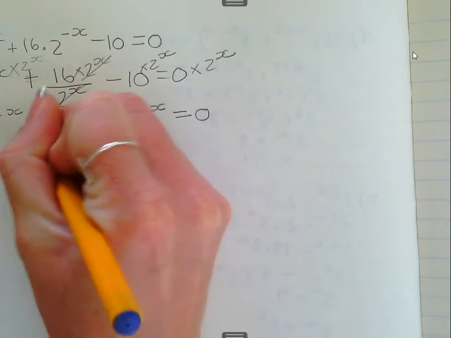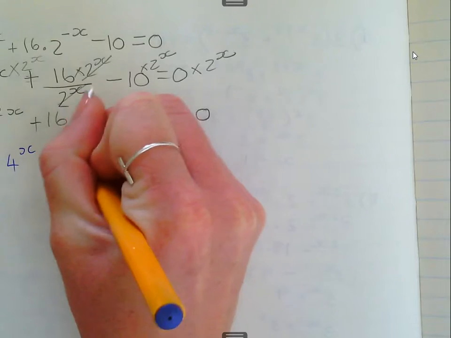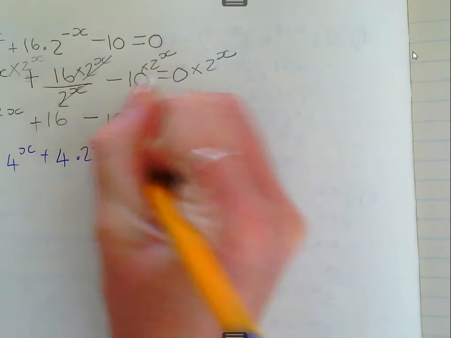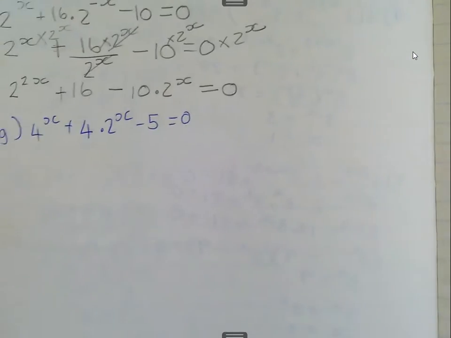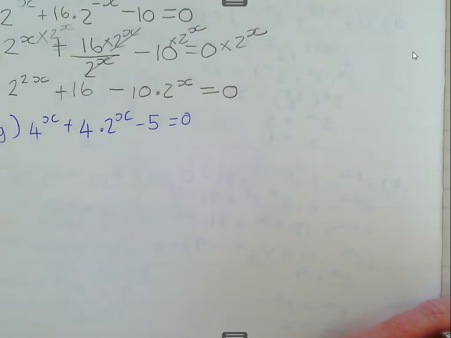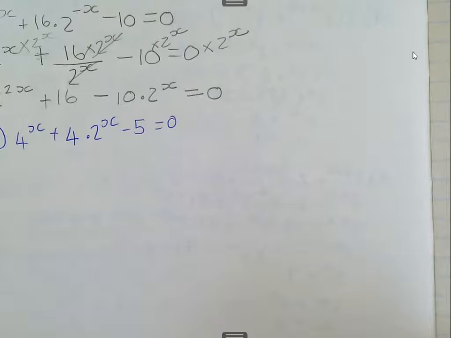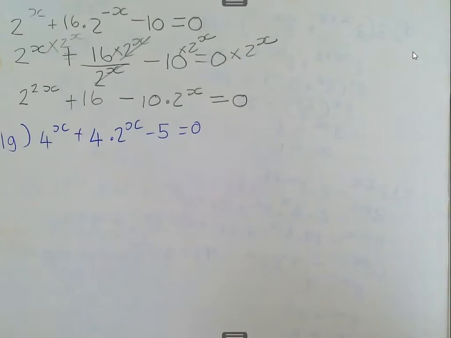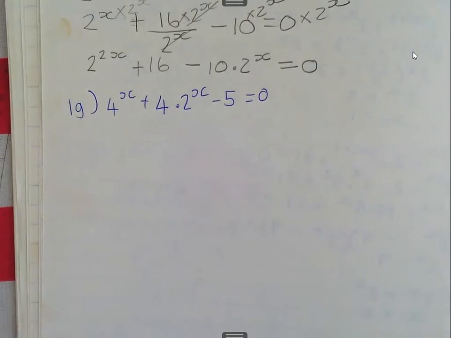Four to the power of x plus 4 times 2 to the power of x minus 5 equal to 0. Was it better this time around? Did you manage it a bit better? Still struggling? Okay. We'll see where the mistakes were now.